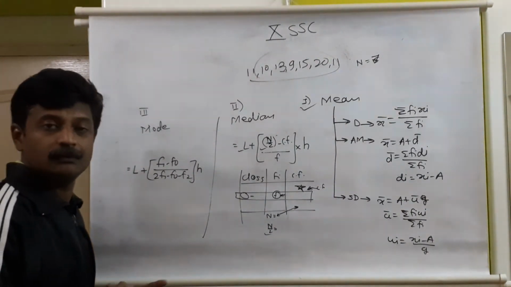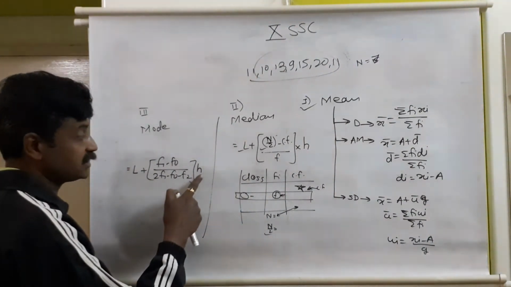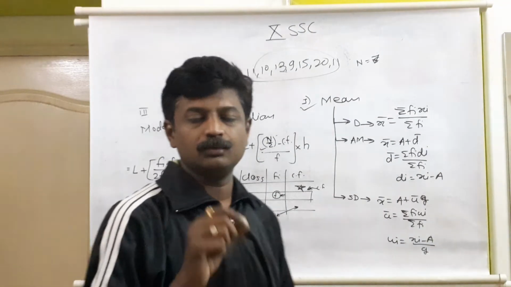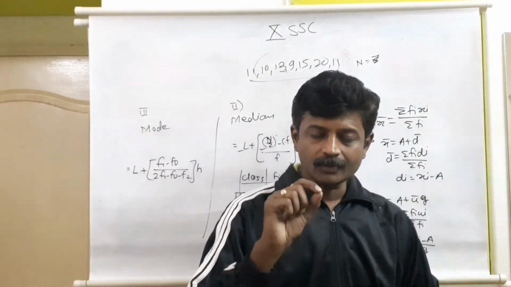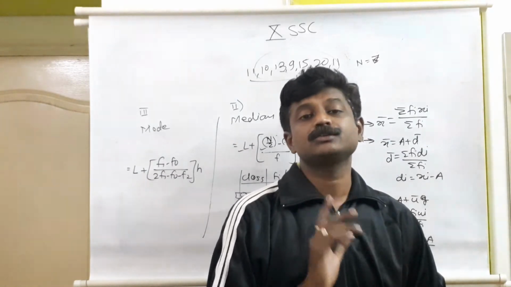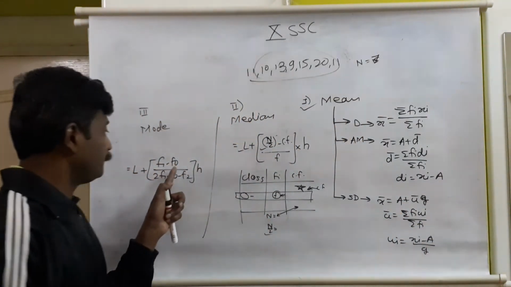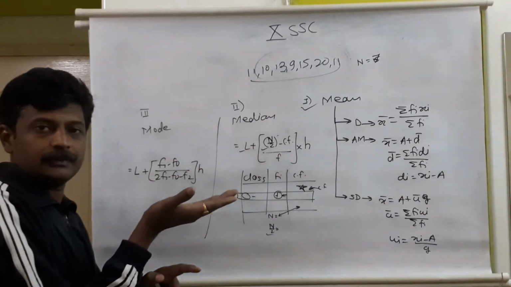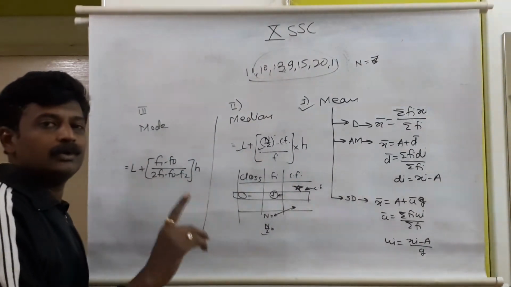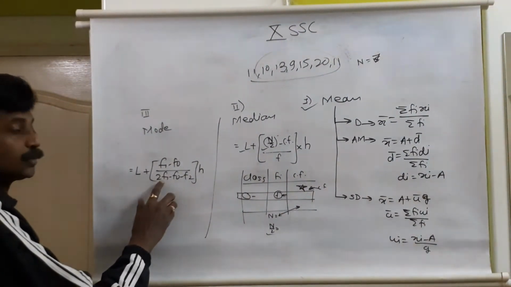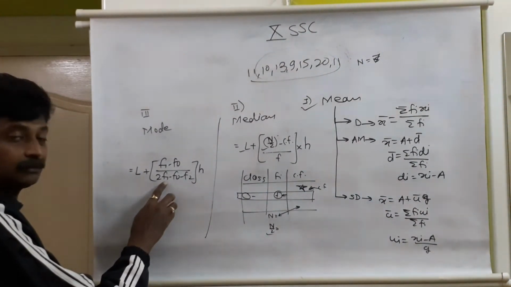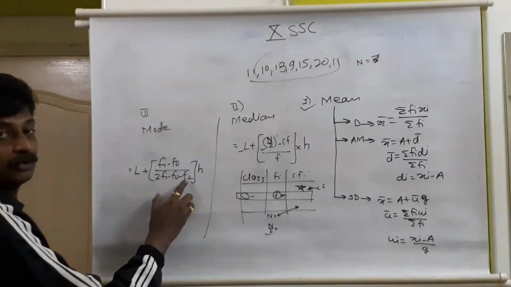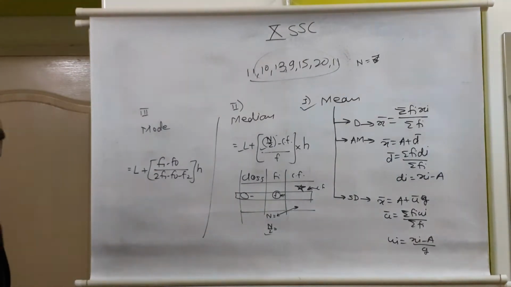L is the lower limit of the modal class when the classes are continuous, because h is again part of the formula. So the important part is the formula. Mode is equal to L, the lower limit of the modal class, plus, in brackets, f1 minus f0, where f1 is the frequency of the modal class and f0 is the frequency of the previous class of the modal class, upon, at the denominator, 2f1 minus f0 minus f2, that is, twice the frequency of the modal class minus the frequency of the previous class minus the frequency of the next class, into the class width. It will give us the mode.